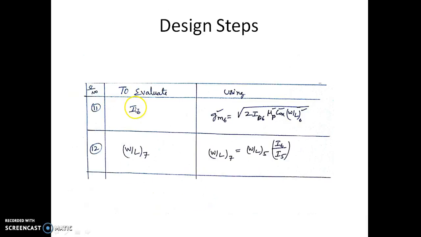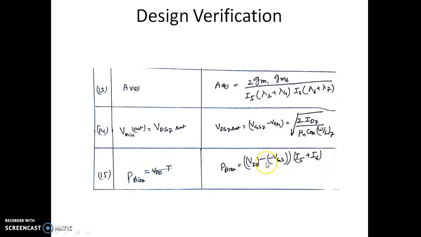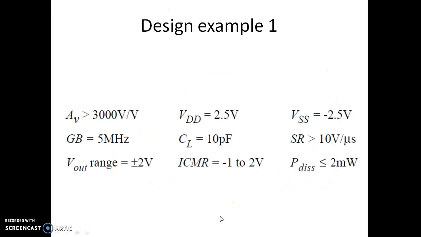Then to find I6, once we know GM6, it is easy to find ID6, and we can find W/L of 7 using the equation given over here. Next is just to verify these parameters: AV0, Vout minimum, and power dissipation.